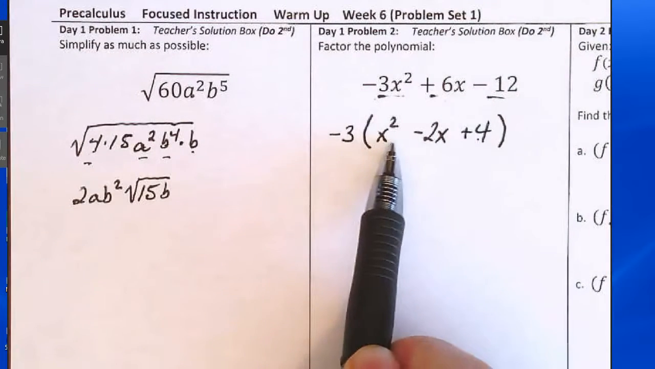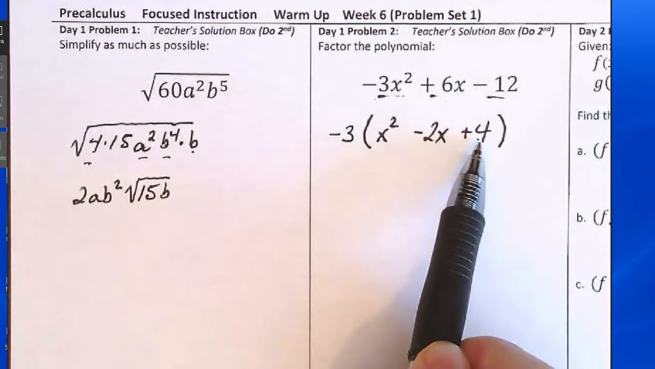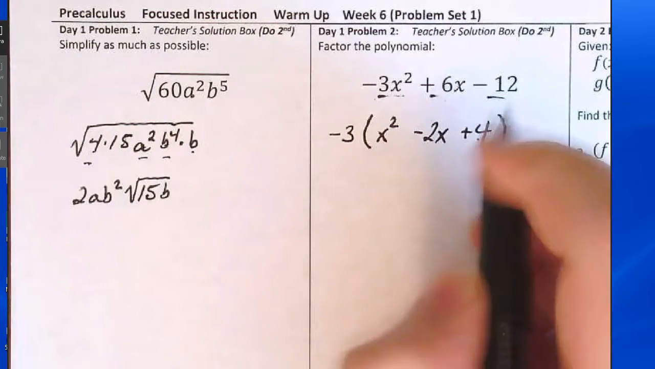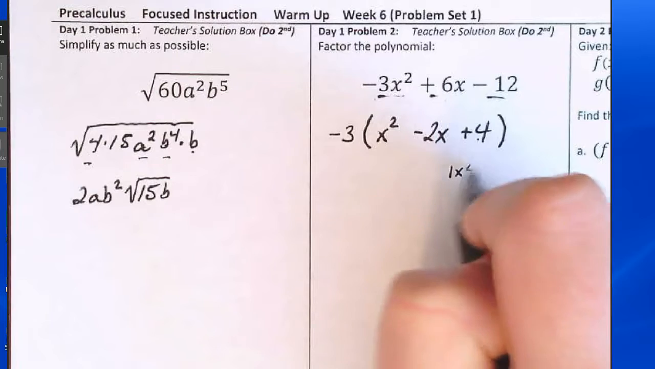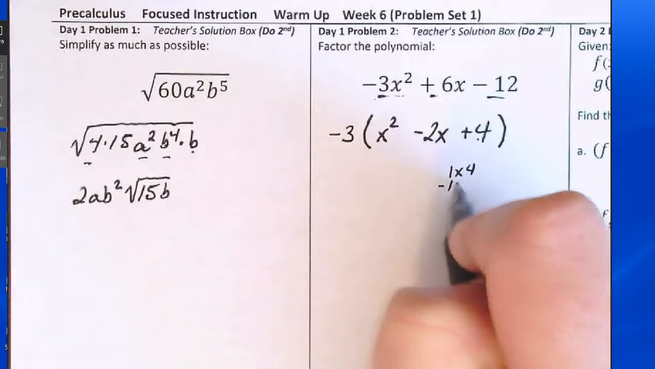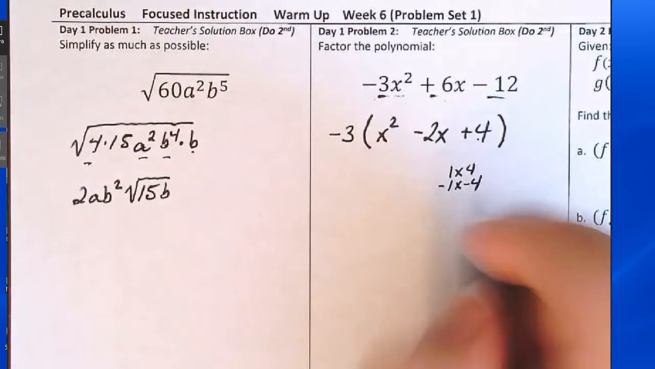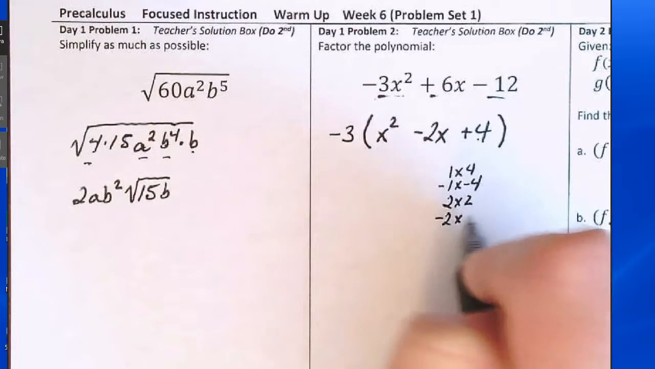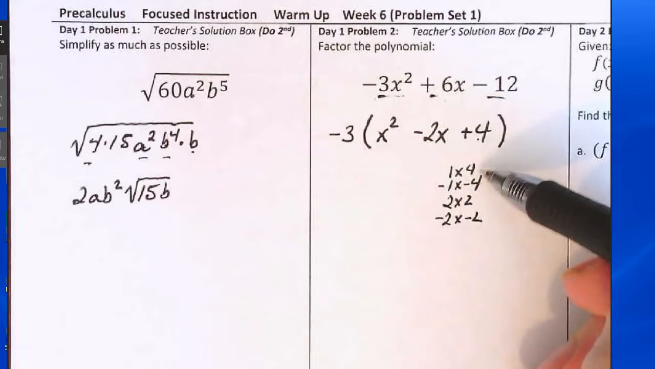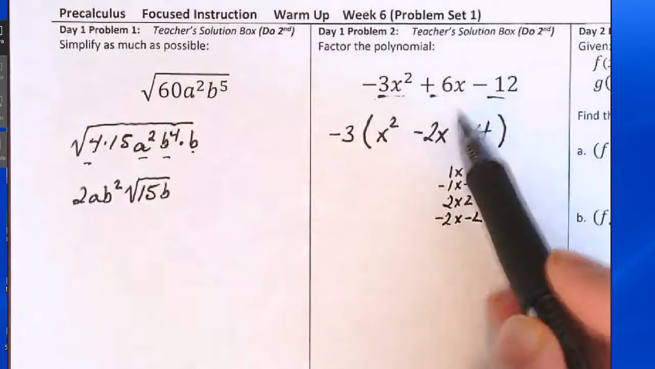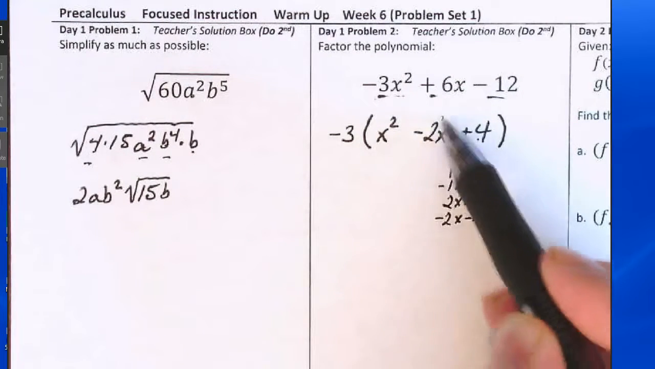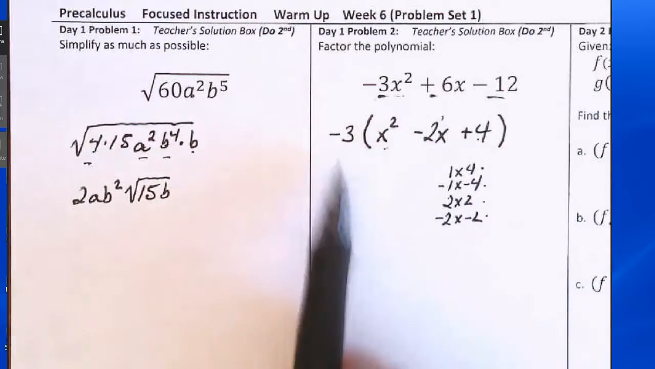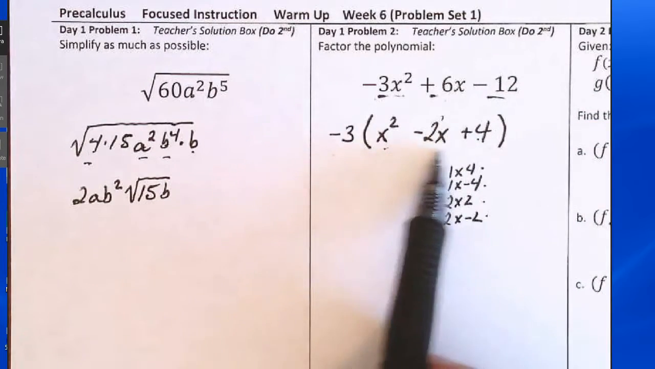We now need to check this trinomial and make sure it doesn't factor any further. Numbers that multiply together to make 4 are 1 times 4, or -1 times -4, or 2 times 2, or -2 times -2. None of these pairs of numbers combine together to create -2. And so this trinomial does not factor further, and here is our completely factored form.